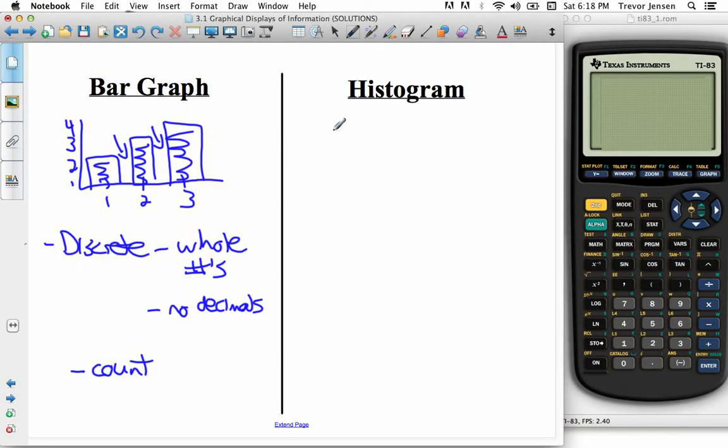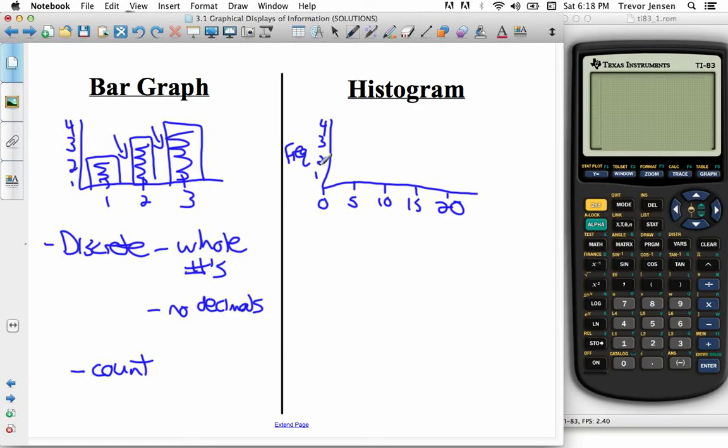Histograms, on the other hand, okay, the x-axis is divided into intervals. So my first interval, let's say I have from 0 to 5. My next interval is from 5 to 10, next 10 to 15, 15 to 20, and you get the point. The y-axis is still my frequency, just like on the bar graph. Let's say it goes up by ones as well.